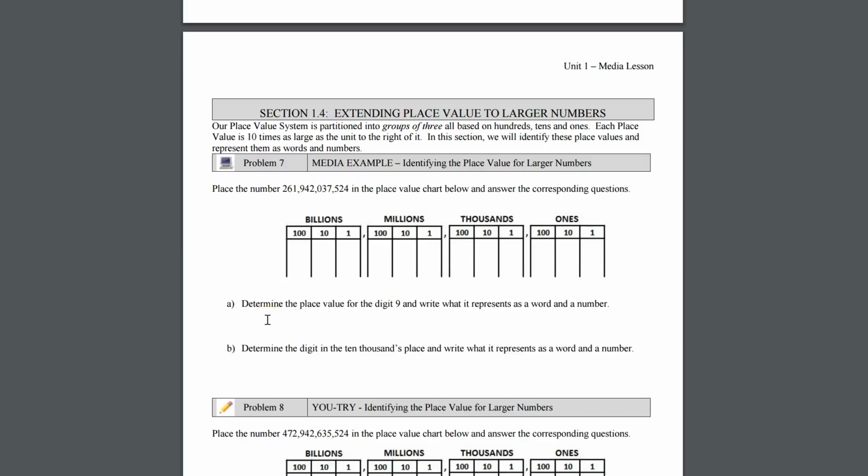Notice some of the questions we ask. We have them put it in the chart, but determine the place value for the digit 9 and write what it represents as a word and a number. So it looks like 9 would be here. We want them to see that 9 is in the hundred millions place value, and it represents 900 million. You'll see they have a lot of difficulty with this. They'll just say it represents 9 million. So we really want them to see each of these place values.